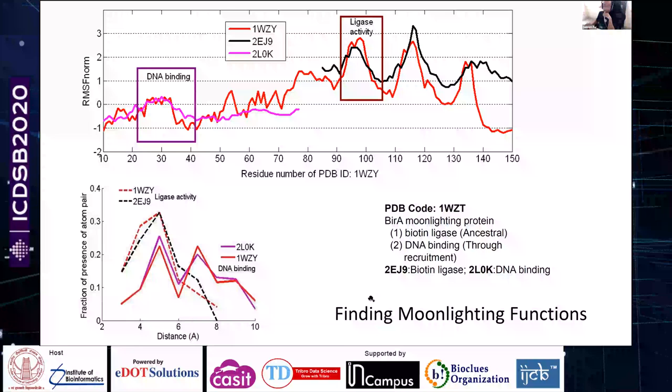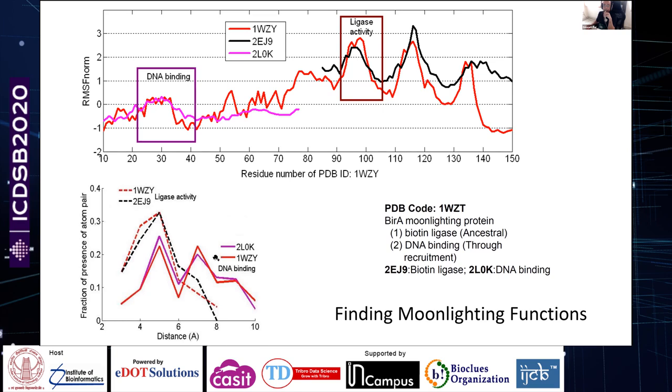Now, for finding the moonlighting functions, you can see an example here for 1WZT. In this case, the ancestral function is the biotin ligase, and the recruited function, the moonlighting function, is the DNA binding. And if we did a match, it was known, as both of these functions were actually known experimentally.